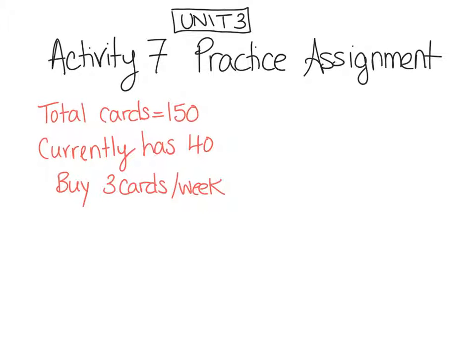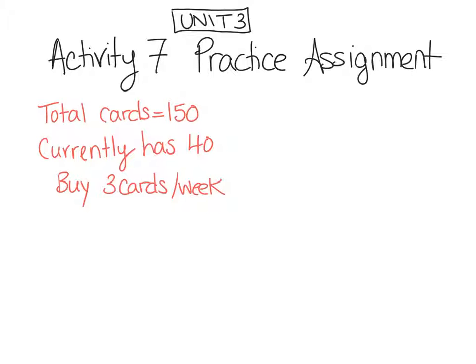Okay, this is the Unit 3 Activity 7 practice assignment answer. For the first question, Bill is trying to collect all 150 of the original Pokemon cards. So he began collecting them because his brother bought him 40 cards. So I just kind of summarized this.